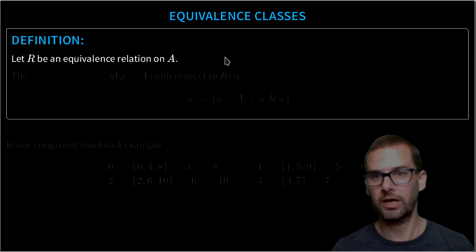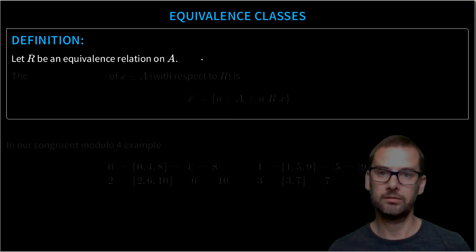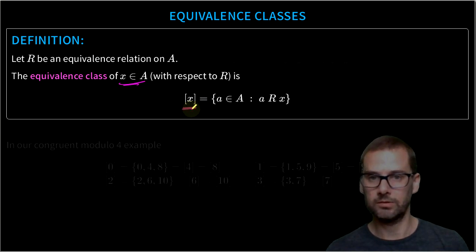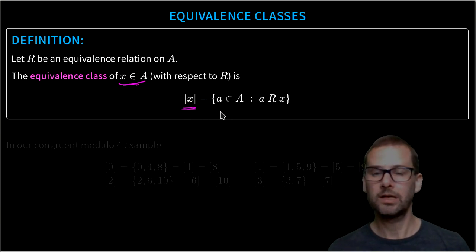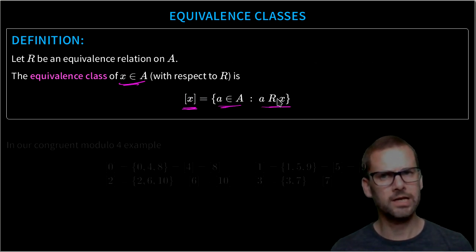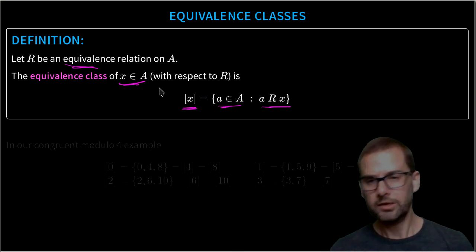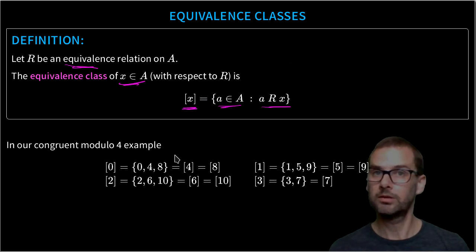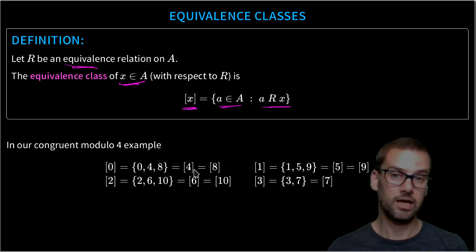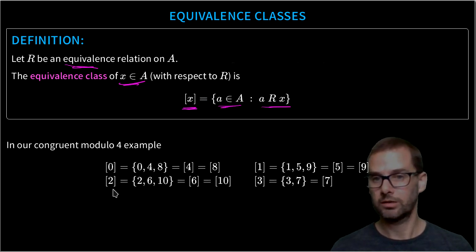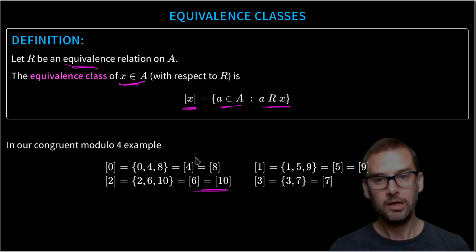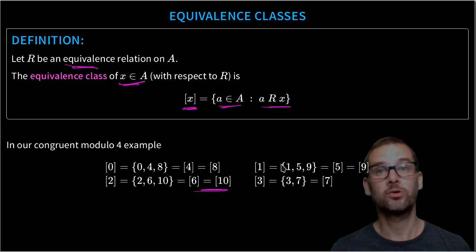So let's define that a bit more carefully. Let R be an equivalence relation on A, then the equivalence class of some given element x with respect to R, which we'll write with square brackets around the x, is the set of elements in A that are equivalent to x. And remember, that relation has to be an equivalence relation. So in our congruent modulo 4 example, the equivalence class of 0 was 0, 4, and 8, and that's just the same as the equivalence classes of 4 and 8. The equivalence class of 2 is 2, 6, 10, and it's just the same as the equivalence classes of 6 and 10, and so forth. So these are our 4 equivalence classes that we get from congruence modulo 4.